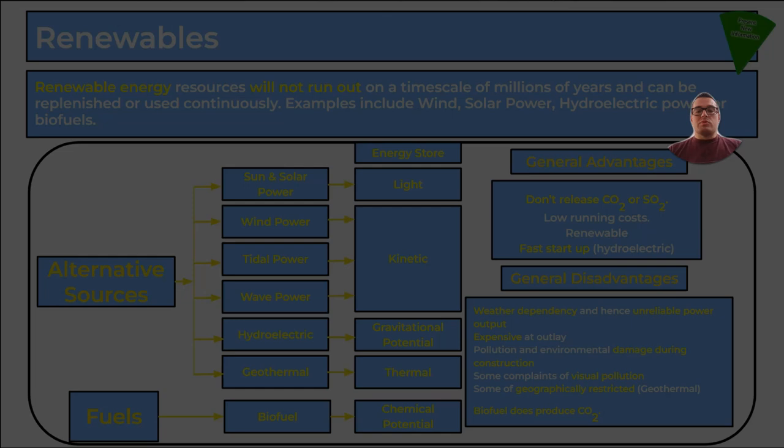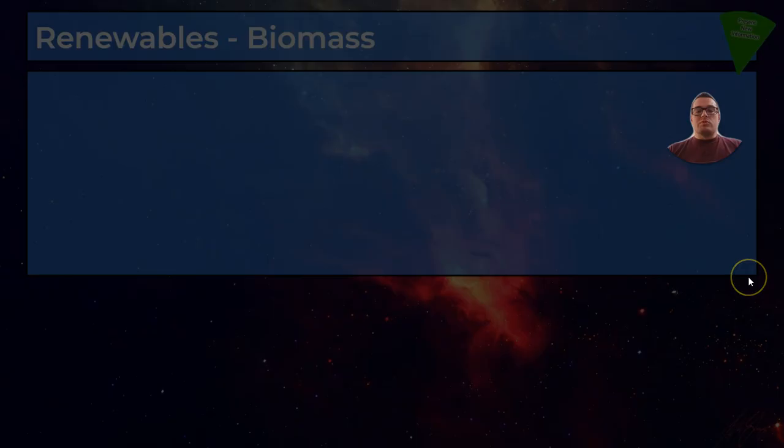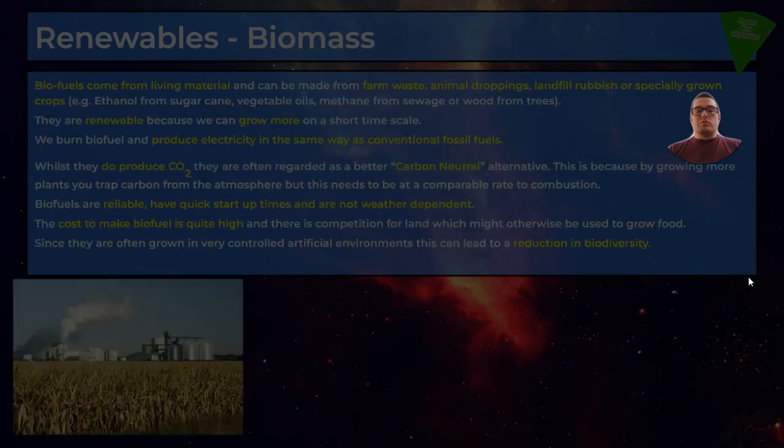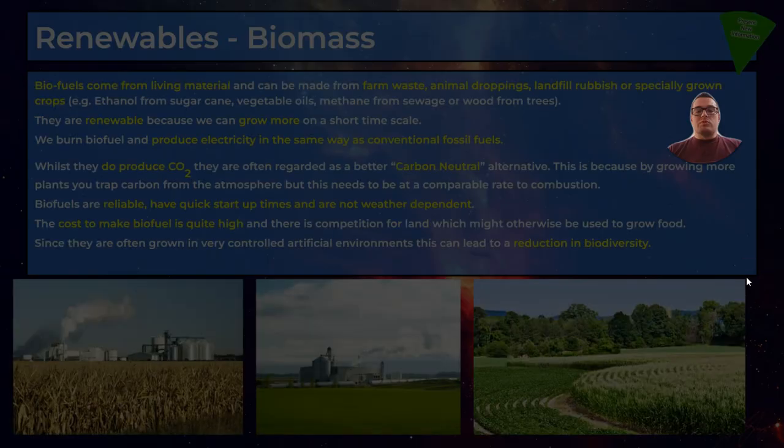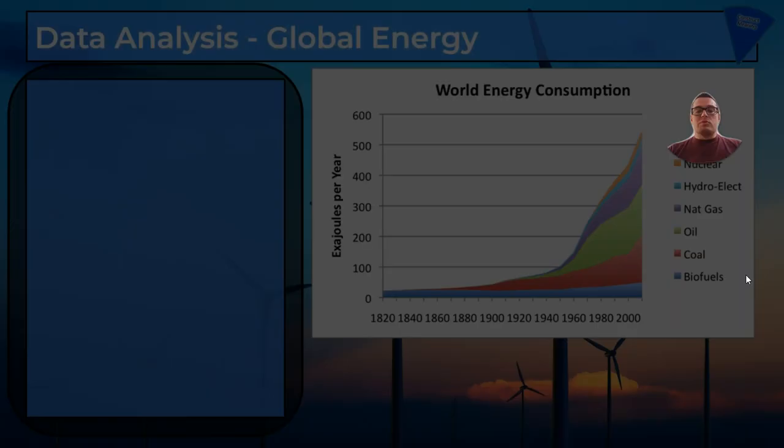Some are geographically restricted, like geothermal, or for example solar power obviously is not particularly effective in regions where it isn't sunny. And biofuel, again being a fuel, has one unique disadvantage, which is it does still produce CO2 because it's still a combustion reaction. So a bit of extra information about biomass and biofuel is listed here, and about carbon neutrality. I would just pause this, have a quick read of it, and then move on.